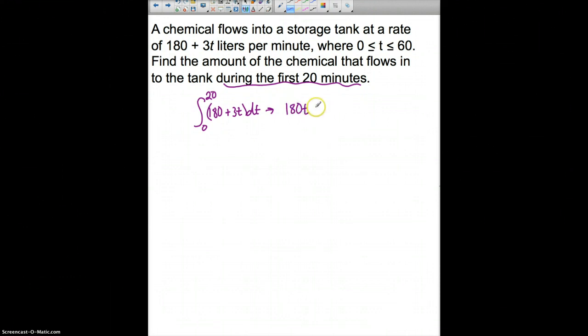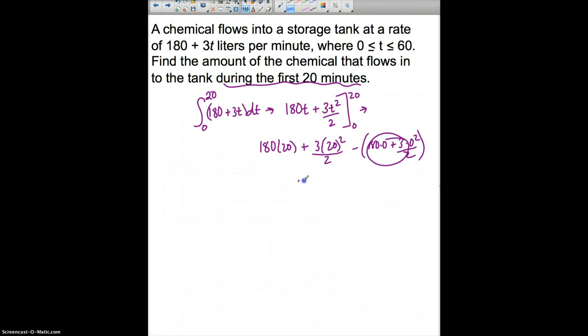Antiderivative of 180 is 180t. Antiderivative of 3t is 3t squared over 2. Integrate that from 0 to 20. Plug in your 20 in both places. And then you plug in your 0. Well, you can probably tell that's just going to be 0. So this whole thing is 0. So calculate that, and we've got 4,200. Always remember units. If our rate of change was liters per minute and we're integrating, it's like we're multiplying by minutes, undoing the per minute. So now we're just back to liters.